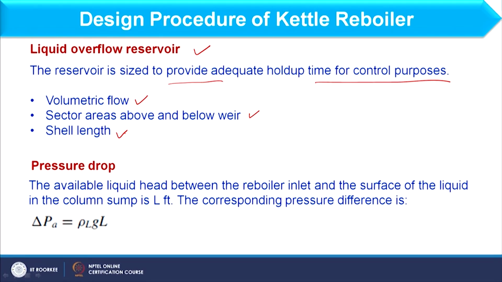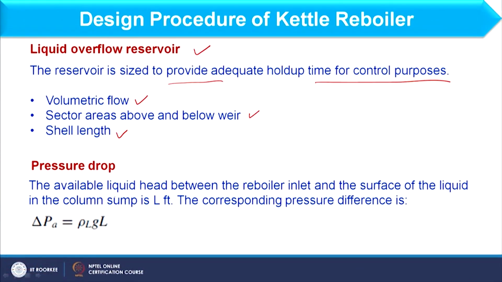So, how should we find the shell length? That is another part of the liquid overflow reservoir. Once you have the liquid overflow reservoir design, we proceed to the pressure drop calculation. In the kettle reboiler, the available liquid head between the reservoir inlet and the surface of the liquid in the column sump is L. The corresponding pressure difference we can find as rho L g L. This L is from the reboiler inlet to the liquid available in the distillation column. So, this pressure drop is on the distillation column side, not the reboiler side. We consider this as the available pressure drop.